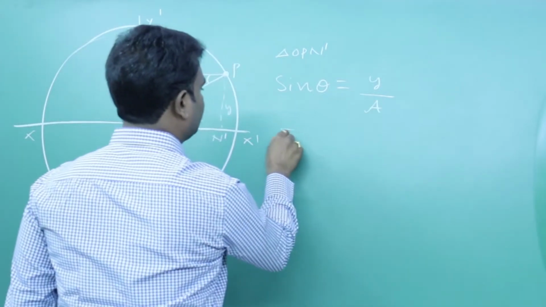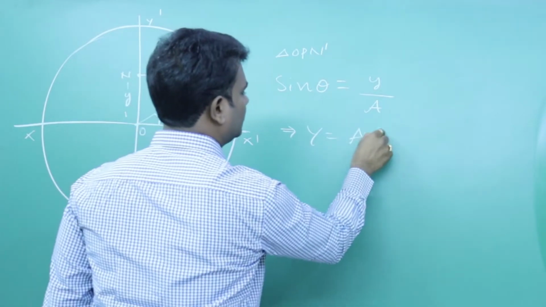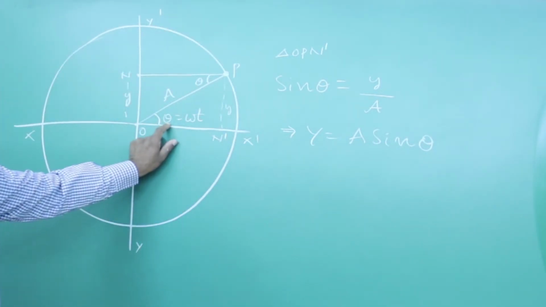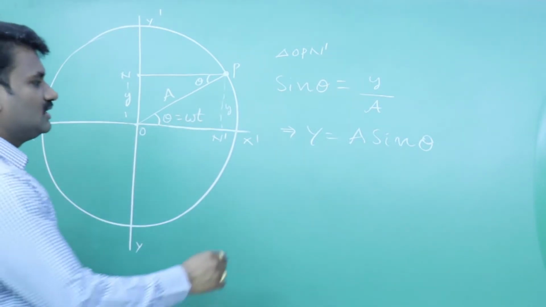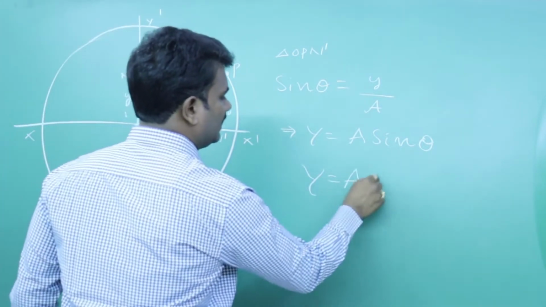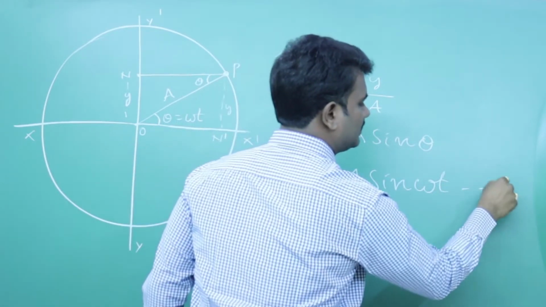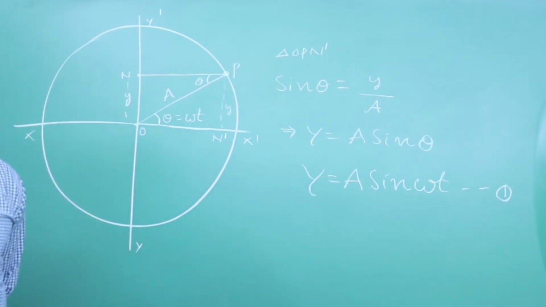So it is a, that implies y is equal to how much? A sin theta. And already we have discussed that theta is equal to omega into t. So I can write here y is equal to a sin omega t. Say this is equation number 1.